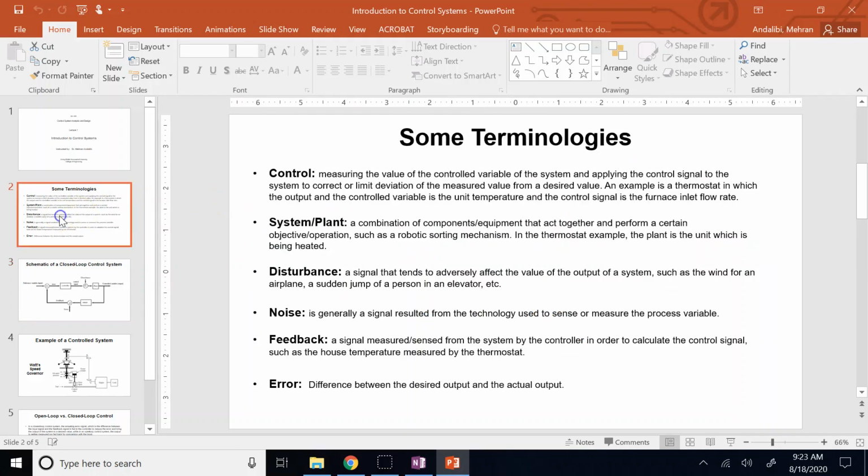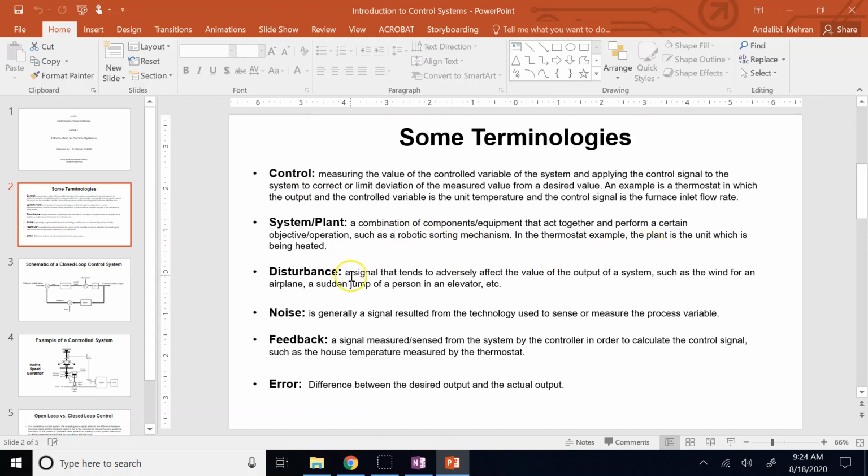So these are all the components, and here I have provided the definitions for them. So control basically means forcing a system, a natural system, to behave in a way that you want. In other words, to produce the output that you want, which typically it does not do under normal conditions, right? Okay, and here I mentioned thermostat. The system or the plant is any combination of equipment or components act together to provide a specific objective, like a robotic sorting mechanism or anything.